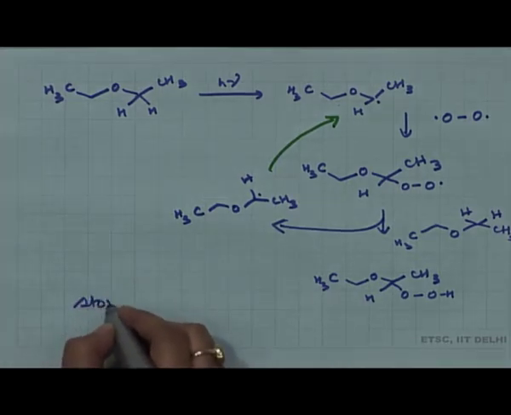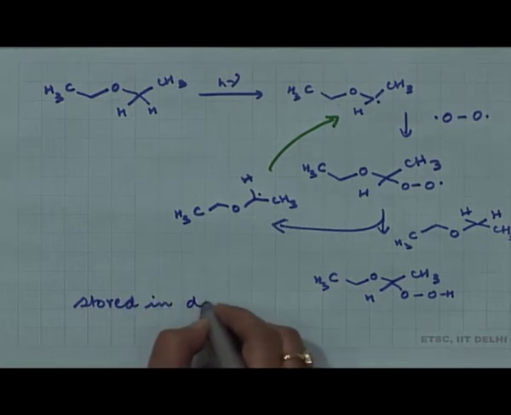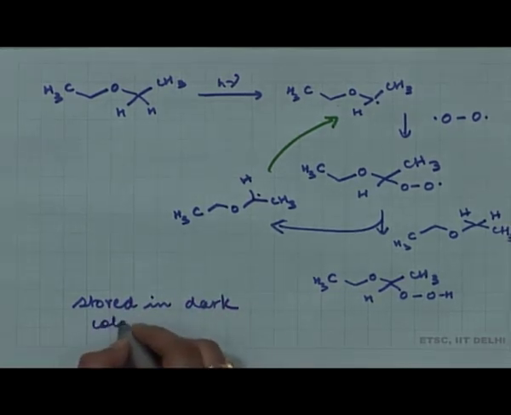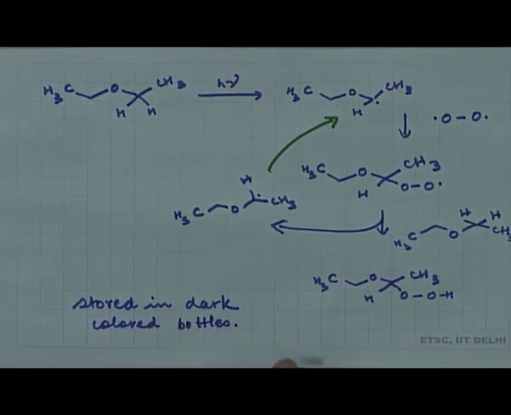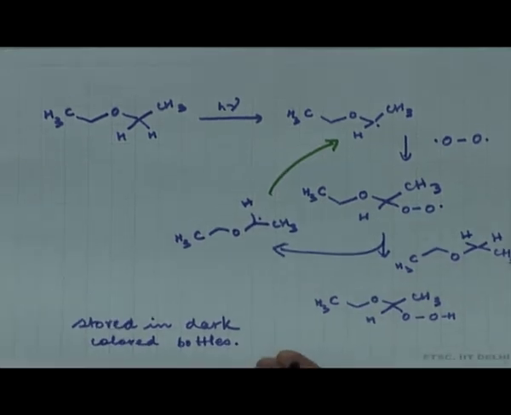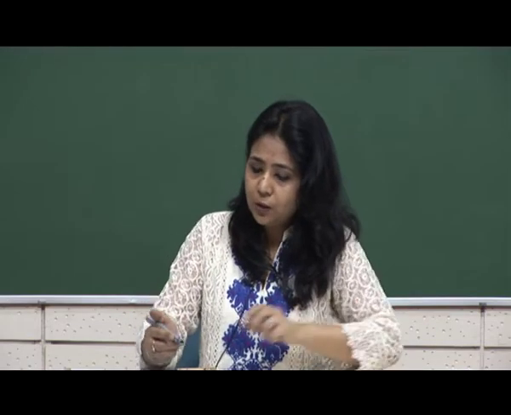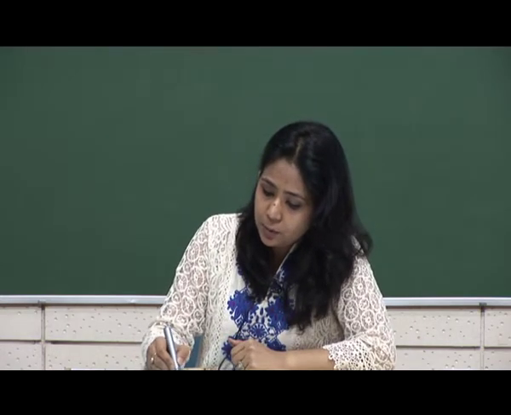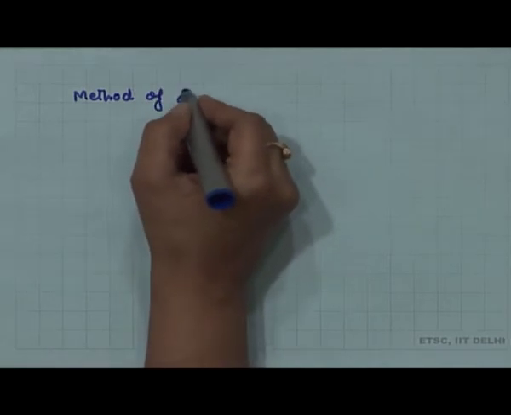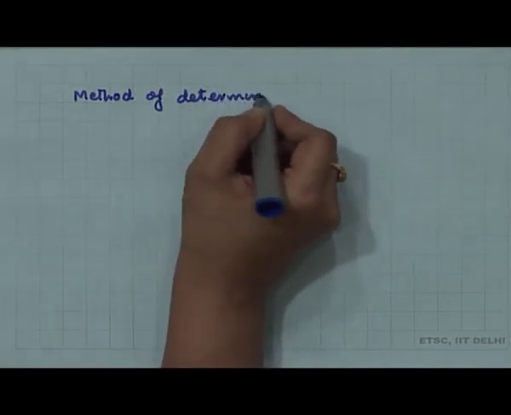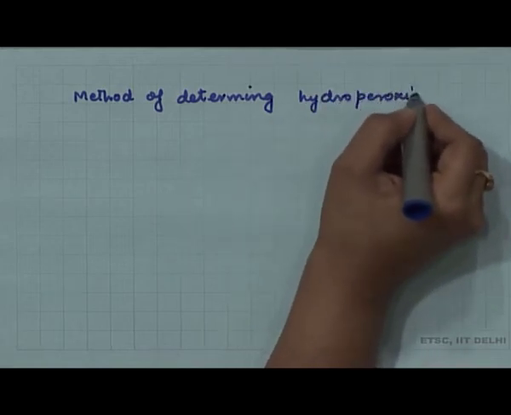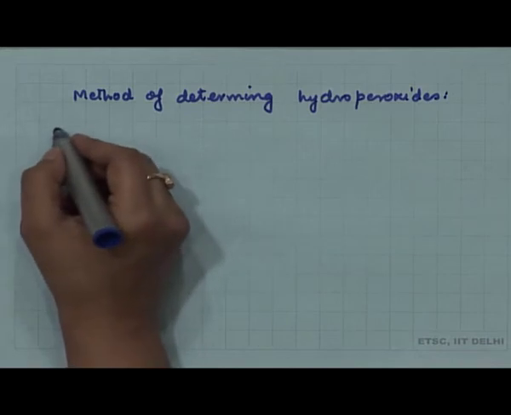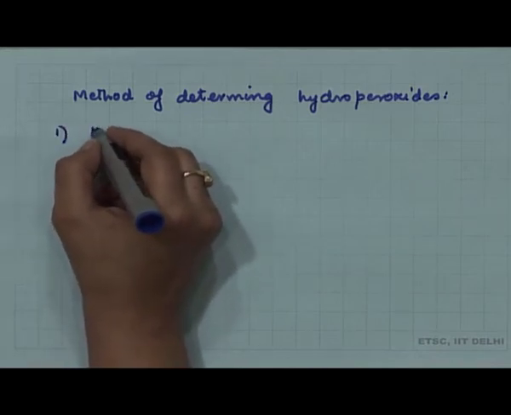So, that is why ethers are stored in dark colored bottles in order to prevent the formation of these explosive hydroperoxides. So, what is the method to determine that these hydroperoxides are getting formed in your ether bottle? You open the bottle, you do not know, but your hydroperoxide is there. So, the method of determining these hydroperoxides or peroxides in ether. One of the tests is the potassium iodide test.